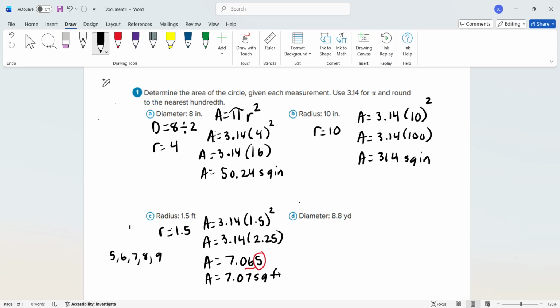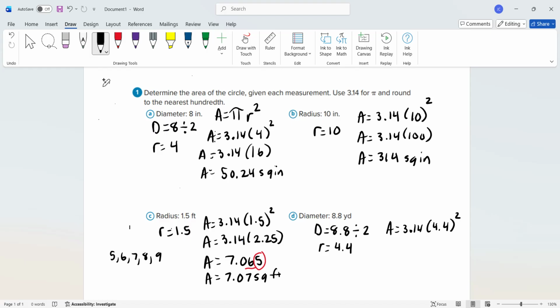Okay? So let's go to our last problem where they're saying we have a diameter of 8.8. So in this problem, I know that my diameter is 8.8. But once again, because I have a diameter, I need to get to a radius. So I have to divide it by 2. So if I divide 8.8 by 2, I get 4.4. So now that I have my radius, I can go ahead and put that into my equation. So I have 3.14 times 4.4 squared.